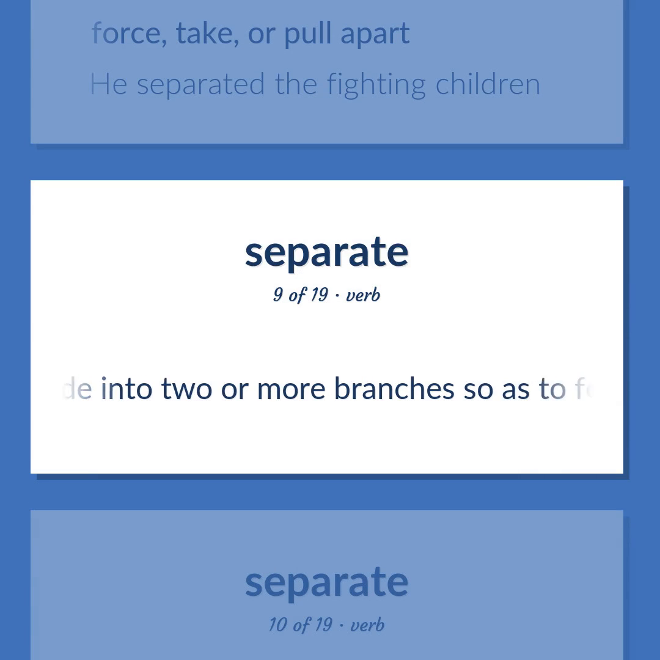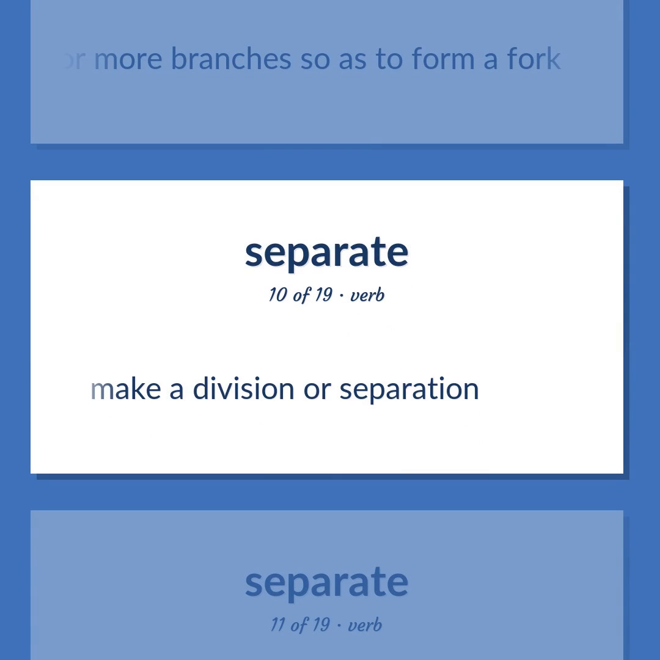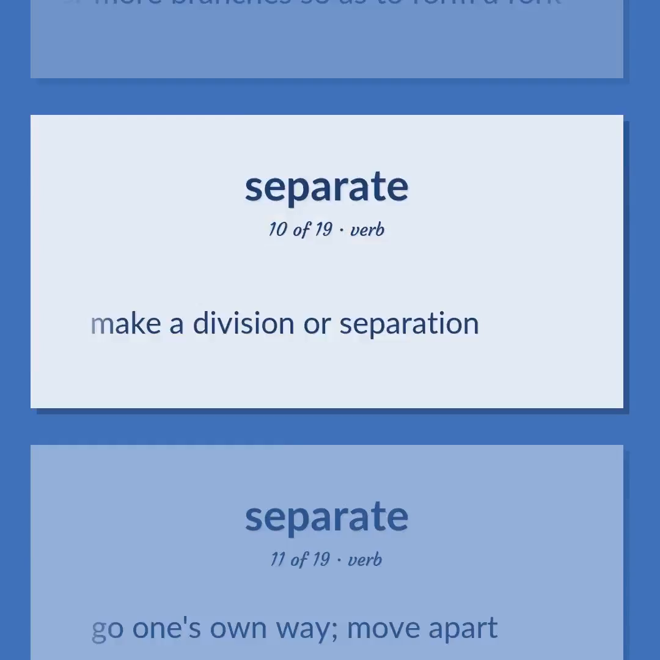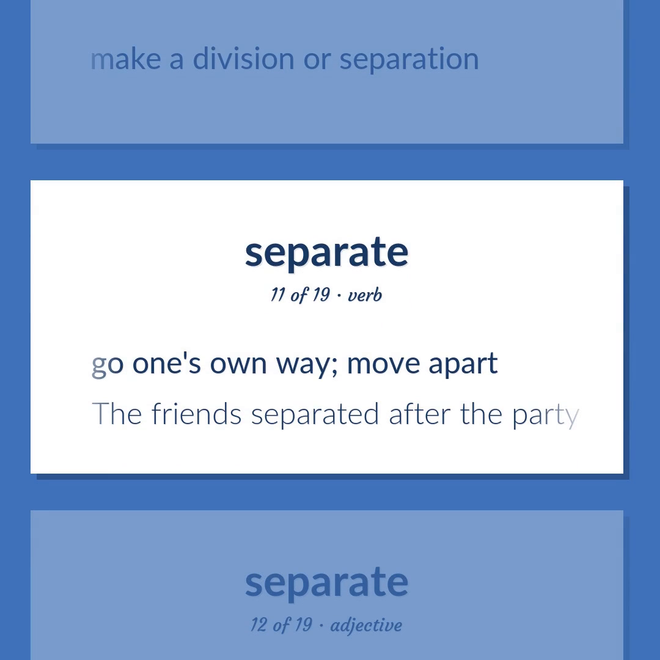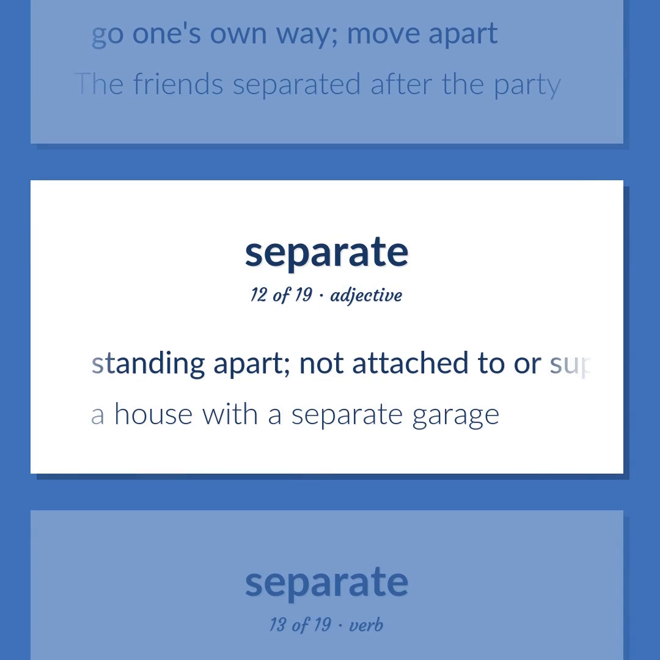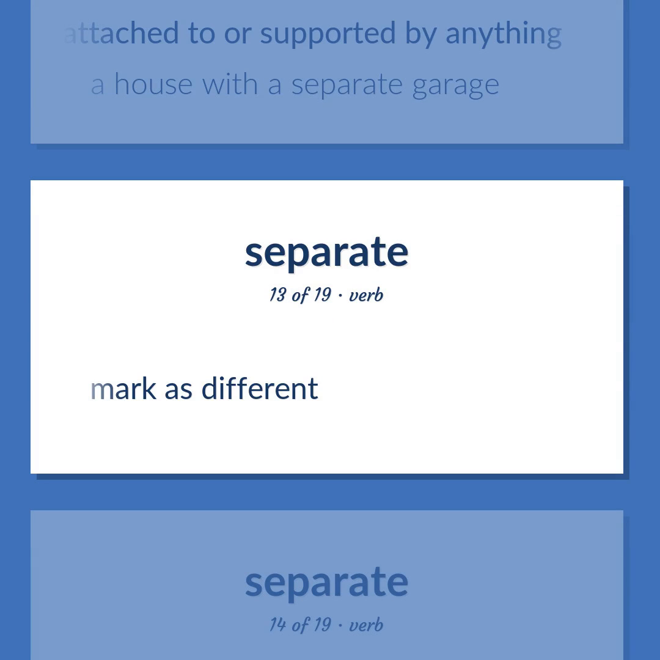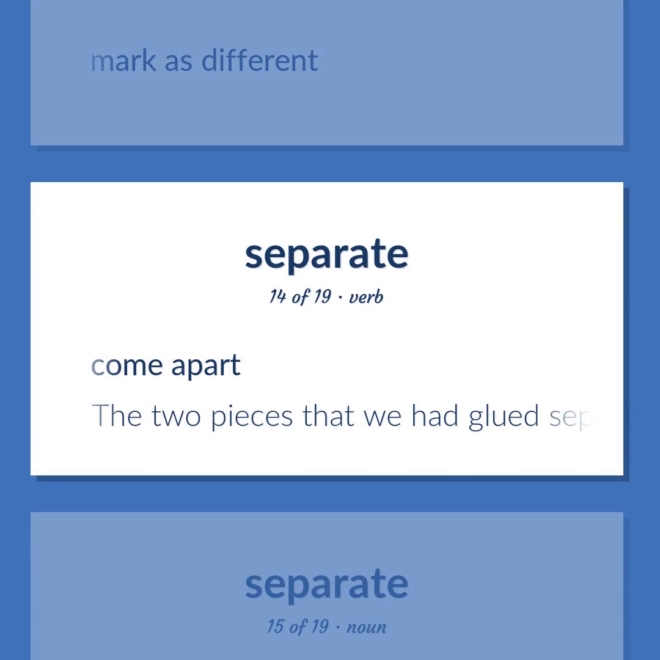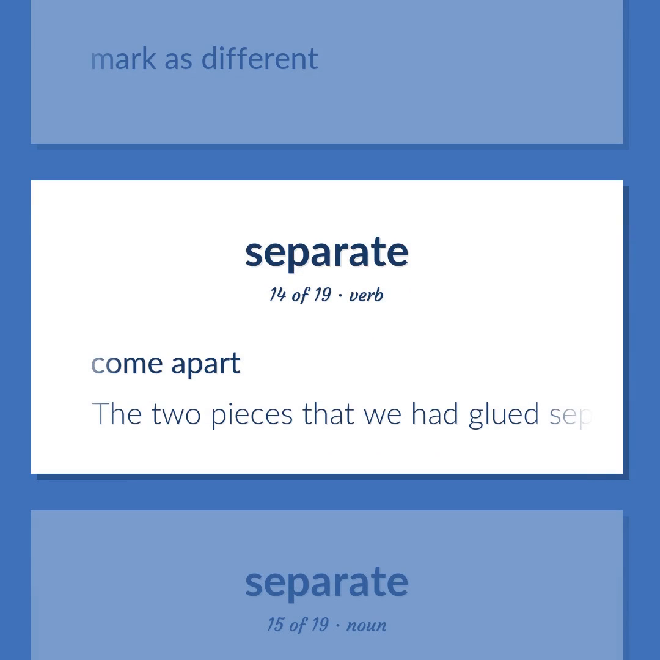Divide into 2 or more branches so as to form a fork. Make a division or separation. Go one's own way. Move apart. The friends separated after the party. Standing apart. Not attached to or supported by anything. A house with a separate garage. Mark as different. Come apart. The 2 pieces that we had glued separated.